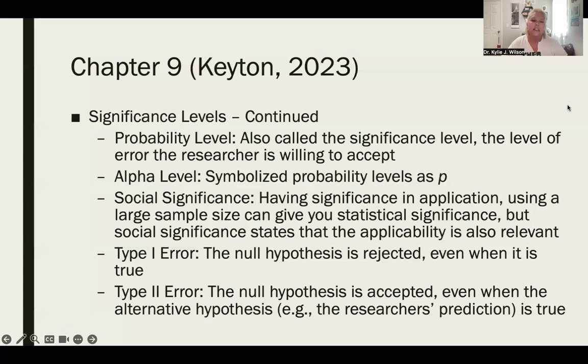We have a lot of things in place to avoid these type 1 and type 2 errors. So they happen less frequently, but they do still happen.